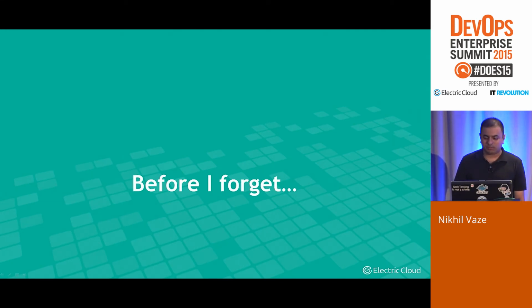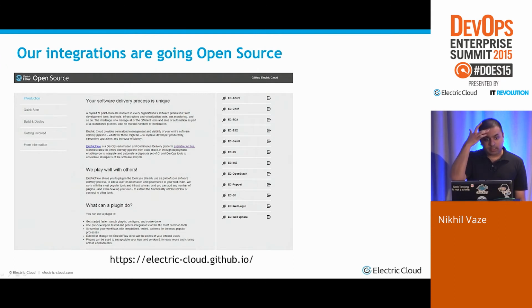Oh right, yeah. One last thing, before I forget. I mentioned that I'm the team lead for our integrations at Electric Cloud, and we are going open source. We have open sourced 12 or so integrations, including cloud: EC2, OpenStack, and Docker. It's something we're going to continue to work on, and we hope to get a community.